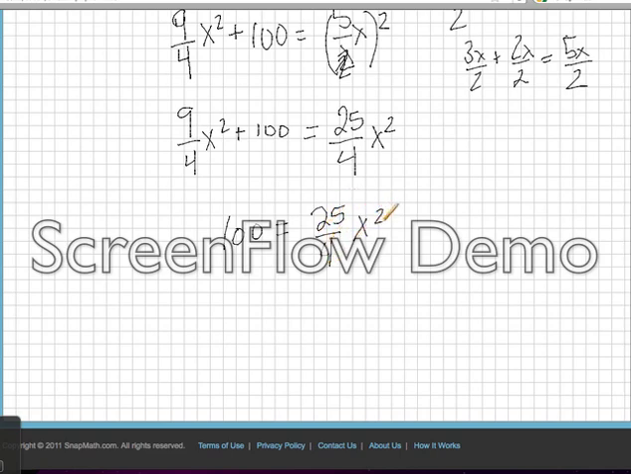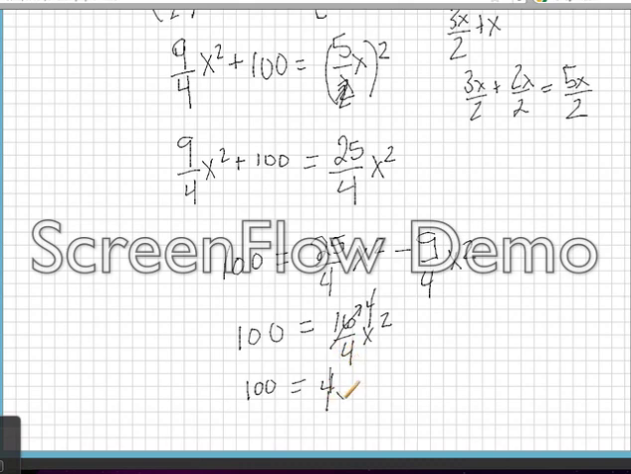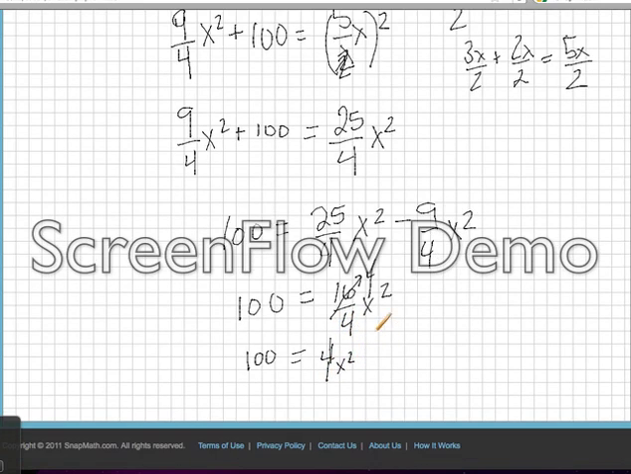So I have 100 is equal to 25 over 4 x squared minus 9/4 x squared. I can simplify again here. 25/4 x squared minus 9/4 x squared will give us 16/4 x squared. 16/4 is of course just 4. So I have 100 is equal to 4x squared. I can then solve for x squared, and dividing by 4 on both sides, I have 100 over 4 is equal to x squared.